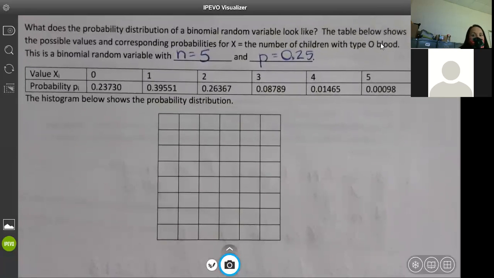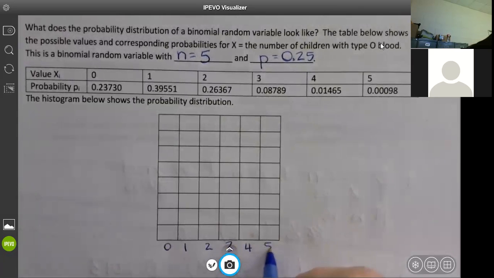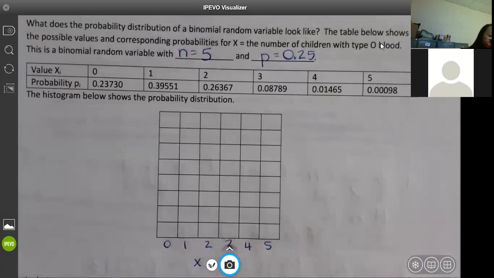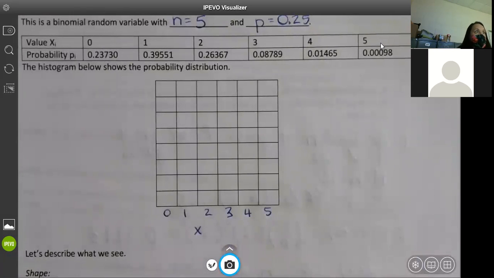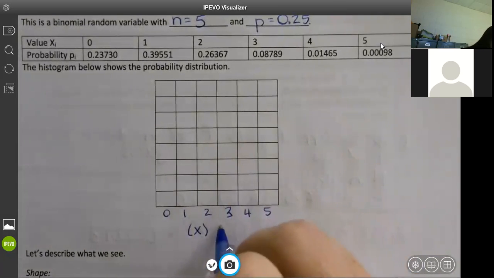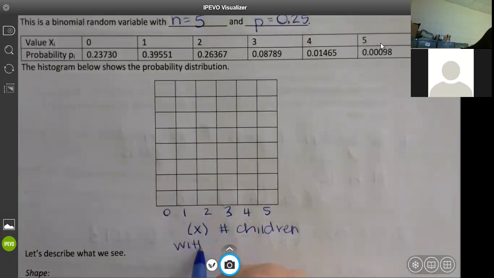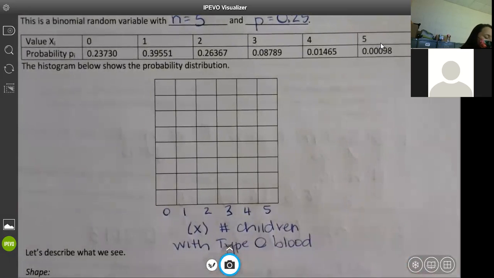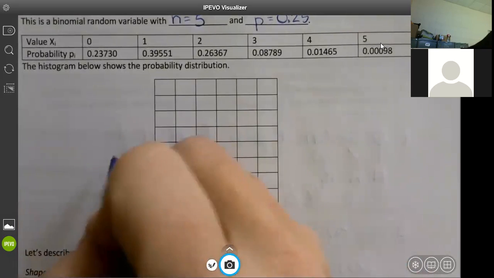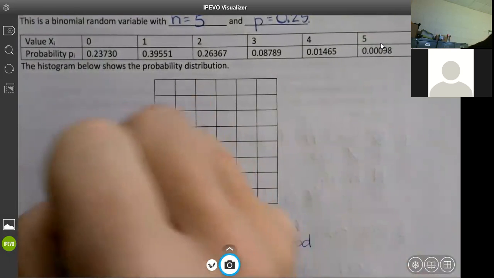Okay. So you guys have been making histograms, we're going to make another one. It shows the probability distribution. So we're going to go ahead and label. Make sure when you do this for your homework or your tests, we've just been putting X, but when you do the actual final exam, when you do the AP exam, you want to define what that is. So this is X, which is the number of children with type O blood. And then to the side, you did P of X, which is just the probability.